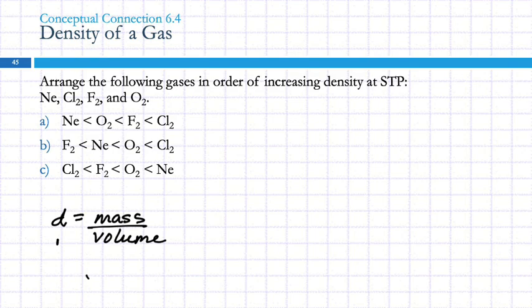Is that going to be the biggest density or the smallest density? It has the largest mass. Biggest density or smallest density? The biggest density. The most dense. Yeah. That didn't work very well, did it?